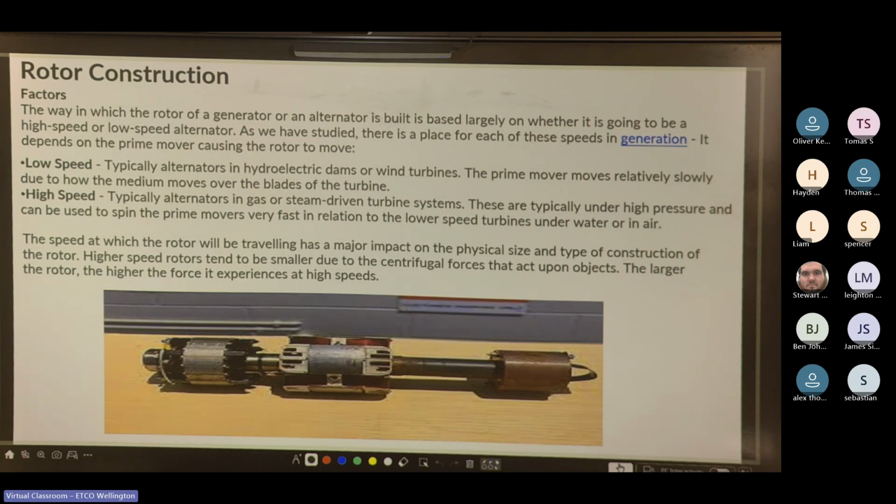The speed at which the rotor will be traveling has a major impact on the physical size and type of construction of the rotor. Higher speed rotors tend to be smaller due to the centrifugal force that acts upon objects. The larger the rotor, the higher the force it experiences at high speeds. When we say larger, we are mainly talking about girth. The alternators and therefore rotors in hydro and wind tend to be very wide but shorter proportionally compared to those in steam-driven alternators.